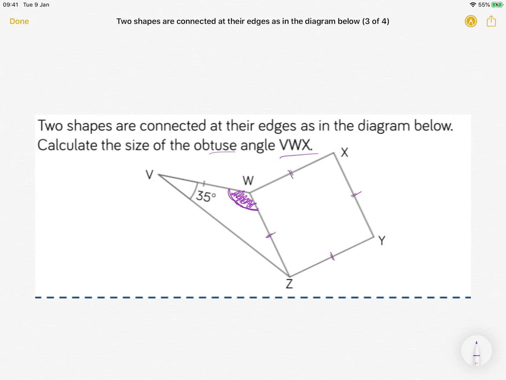And the other really important thing to notice is that one of these lines is also here, which means that VWZ is an isosceles triangle. So that means that this angle is the same as that angle, meaning that it's 35 degrees. So if both of those are 35 degrees, then it must be 180 take away 35, take away 35, or equally you could do 180 take away 70, which is 110 degrees. So VWX equals 110 degrees. Does that make sense? Is it obtuse? Yeah, it is. So that fits in with what they've asked me in the question.